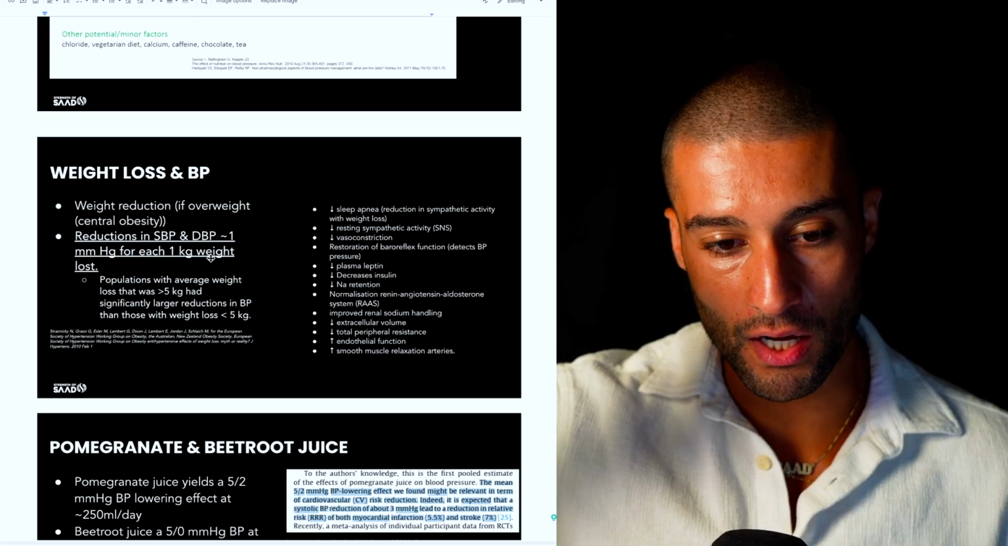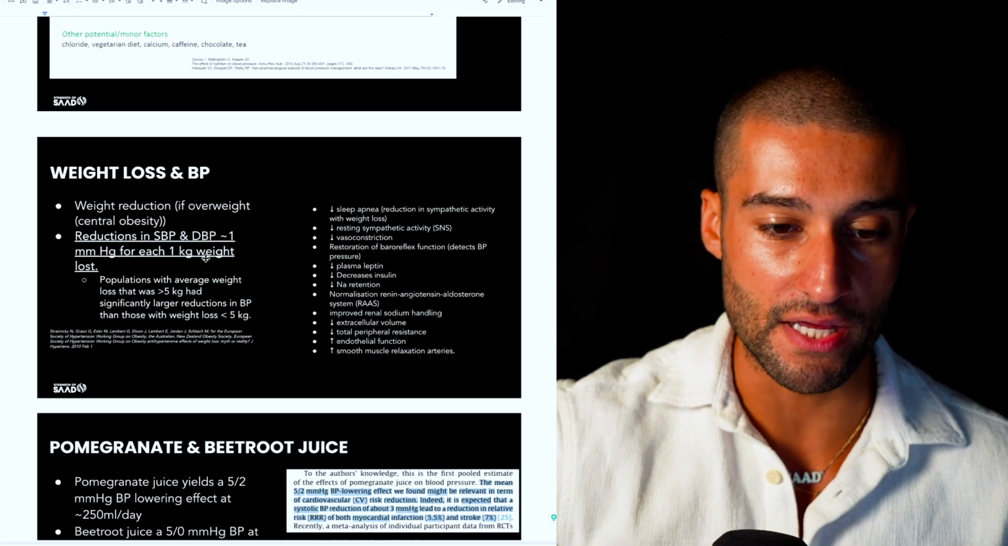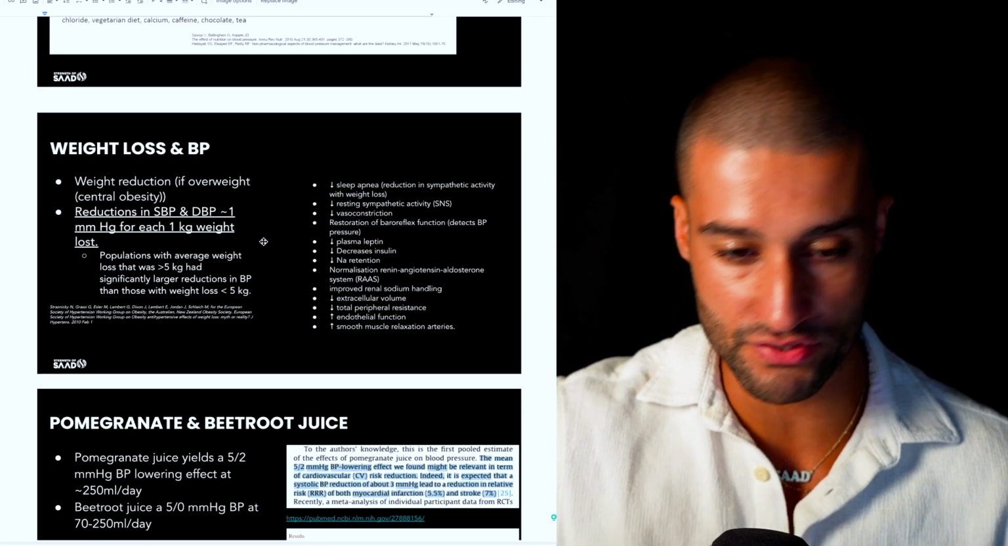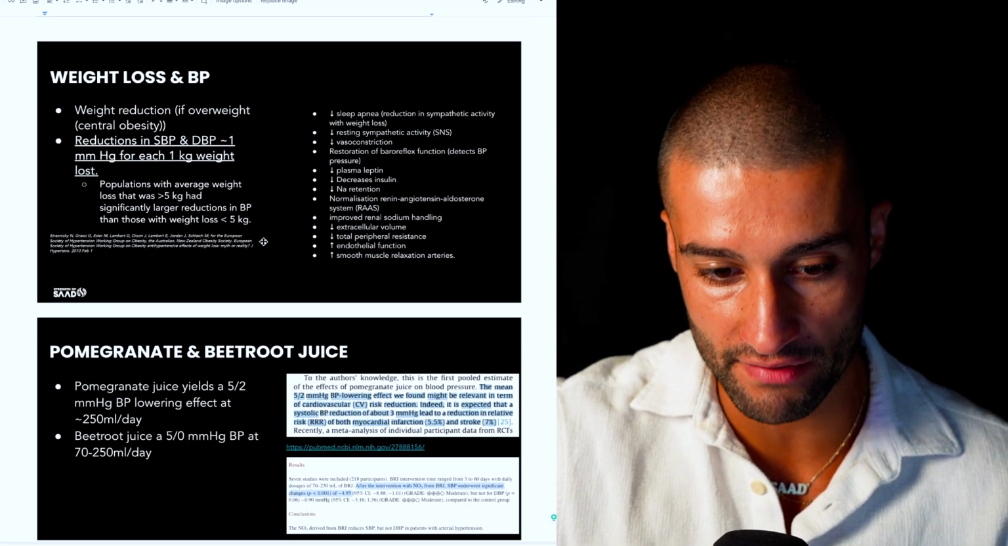Each 1 millimeter of mercury drop in blood pressure comes with each 1 kilo of weight loss. So it's 1 to 1. That's great. If you lose 5 kilos, that's 5 down.